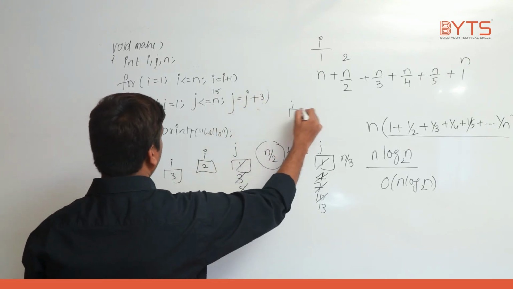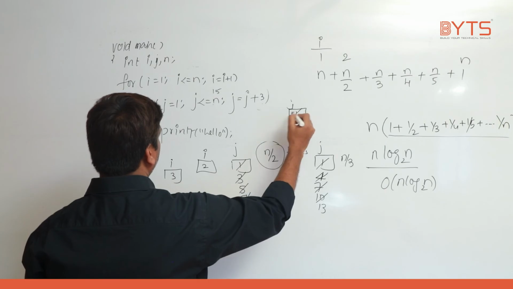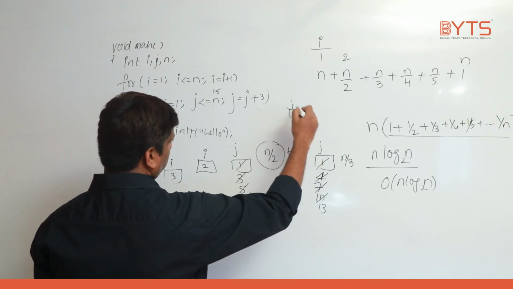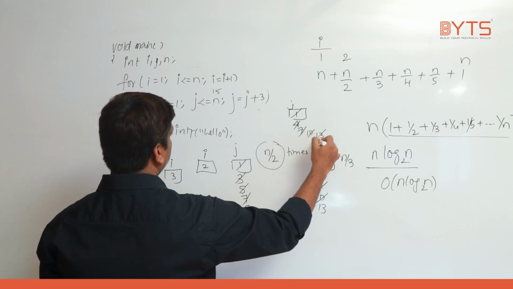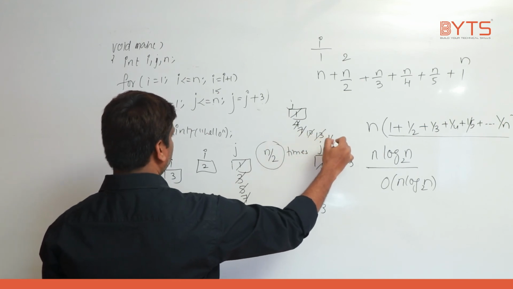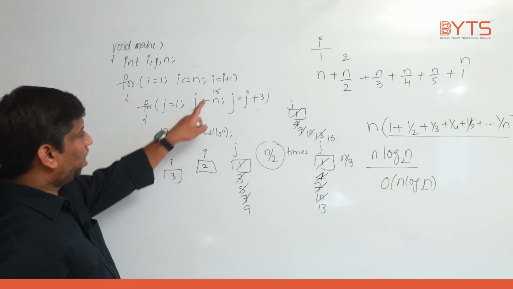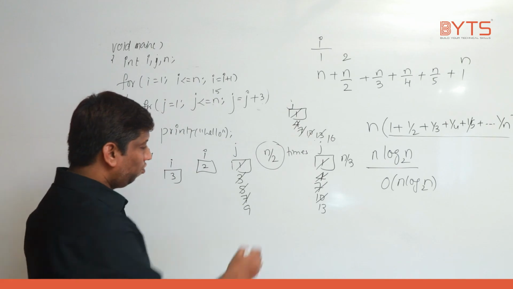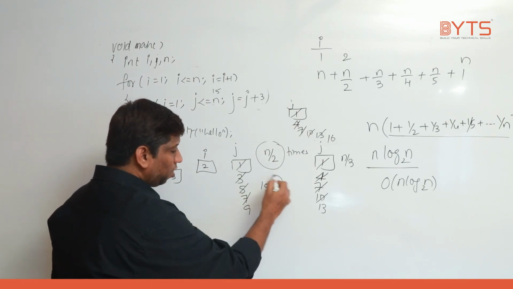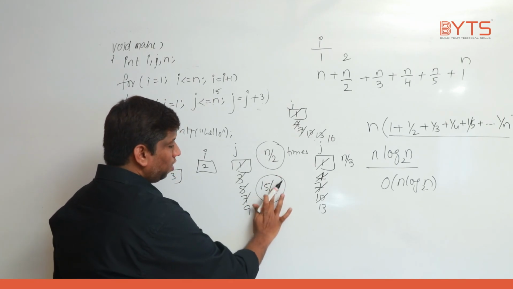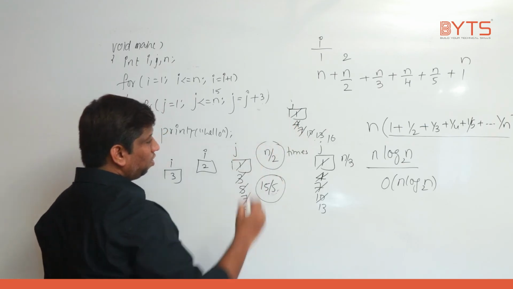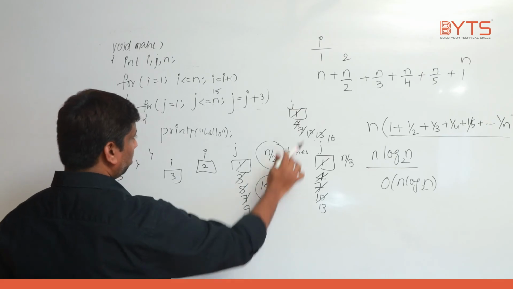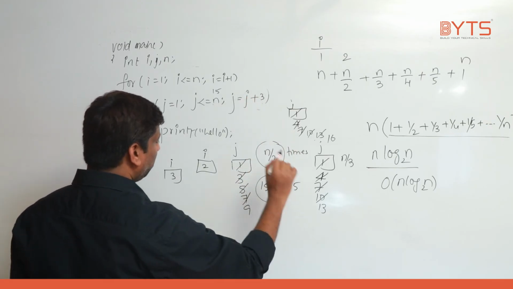First time what is the value of j? 1. Next what? 4. Next what? 7. Next what? 10. Next what? 13. Next what? 13 plus 3, 16. Try to understand, n value is 15: 1, 2, 3, 4, 5. So 15 by 5, the loop repeated 5 times. That is 15 by 3, right? Because the increment factor is 3. So the loop repeated 5 times.